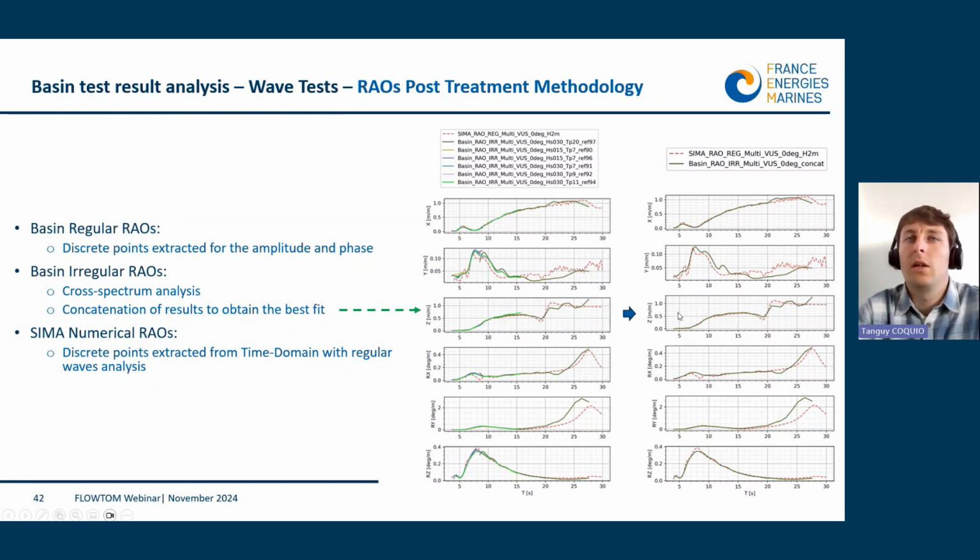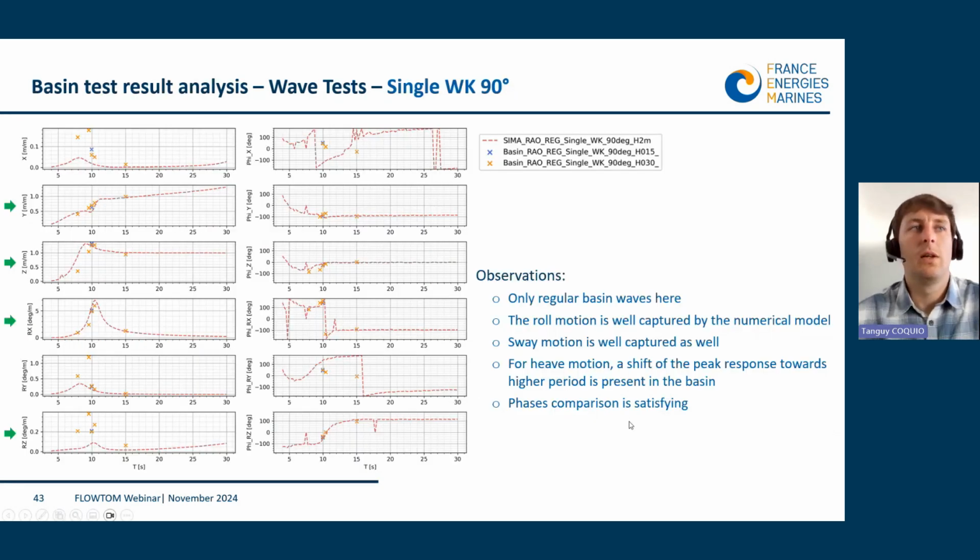Here there is no regular RAO represented. And for the CIMA numerical RAO production, these are discrete points extracted from a time domain simulation with a regular waves analysis. So it's important to have that in mind also. It's not produced with irregular wave time series. I will show you now a couple of results for RAO comparison. If there is no regular line, it's because the irregular tests were not produced during the tank campaigns. And if you have only a cross and dashed line, it is the numerical model versus regular waves, as we can see here.